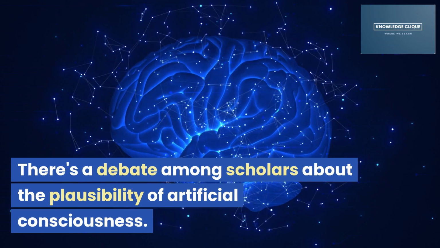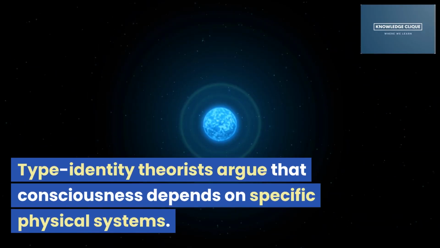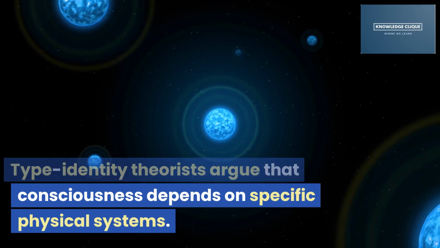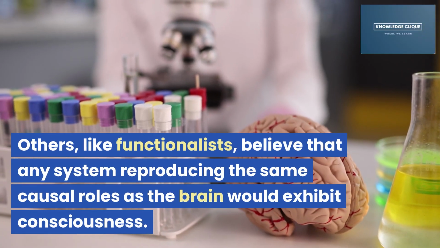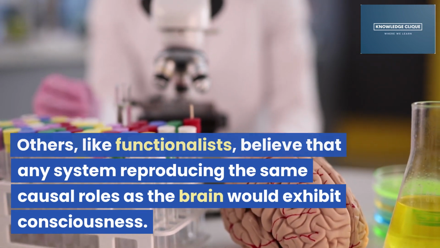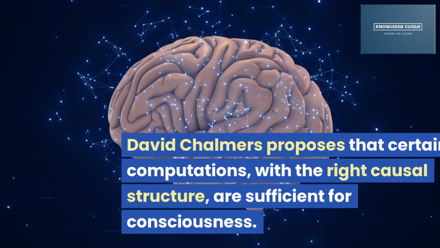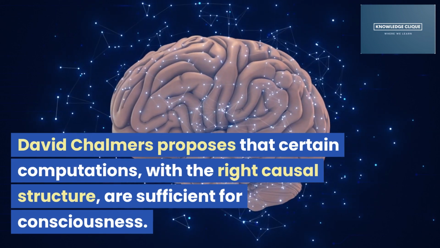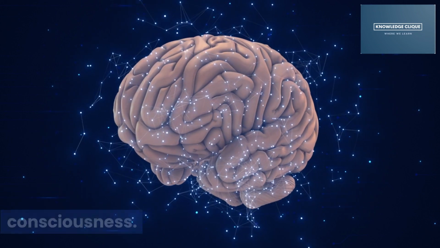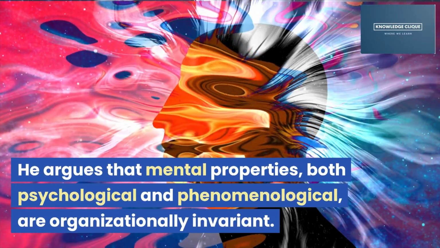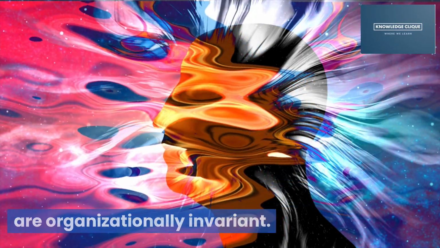There's a debate among scholars about the plausibility of artificial consciousness. Type identity theorists argue that consciousness depends on specific physical systems. Others, like functionalists, believe that any system reproducing the same causal roles as the brain would exhibit consciousness. David Chalmers proposes that certain computations, with the right causal structure, are sufficient for consciousness. He argues that mental properties, both psychological and phenomenological, are organizationally invariant.